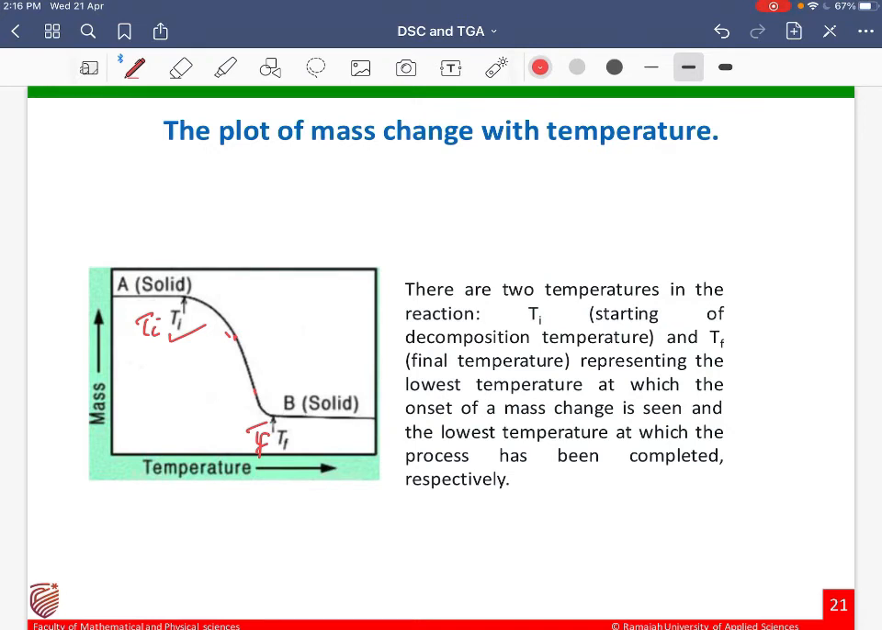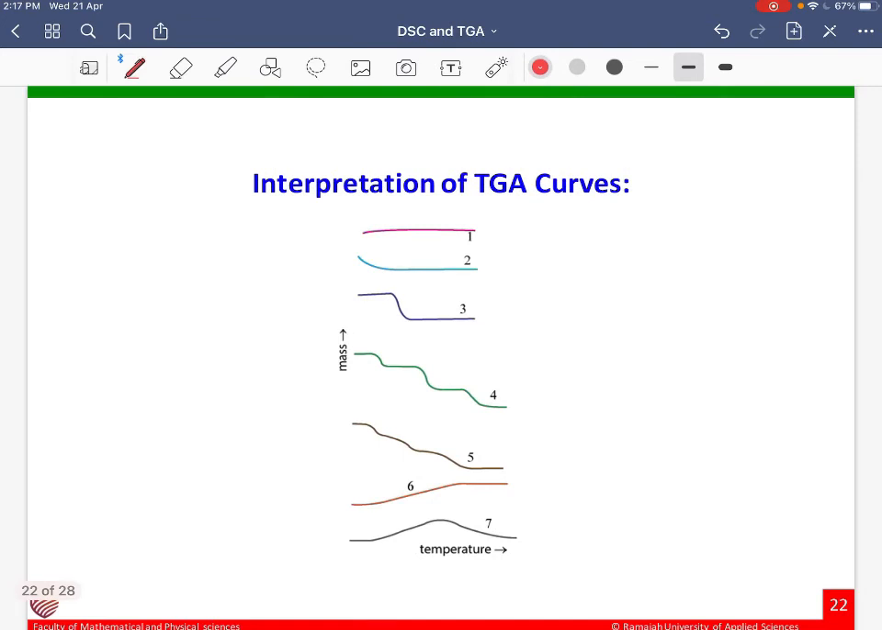Ti is the starting decomposition temperature. We can see that mass started decreasing at this temperature, and at this temperature the mass decrease is complete. Now there is not much change in the mass. So we got two temperatures, Ti and Tf. Ti is the starting decomposition temperature, and Tf is the final temperature, representing the lower temperature at which the onset of mass change is seen and the lowest temperature at which the process has been completed, respectively. There are different TGA curves or portions of TGA curves.